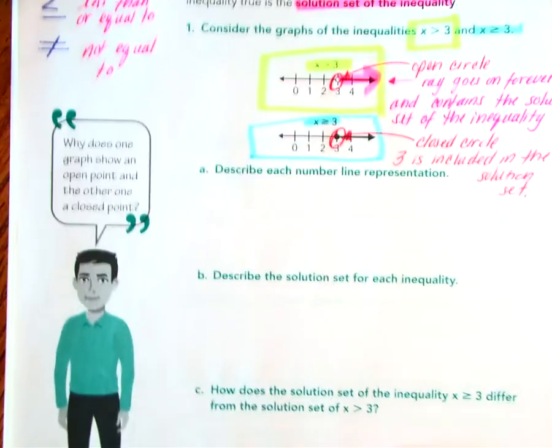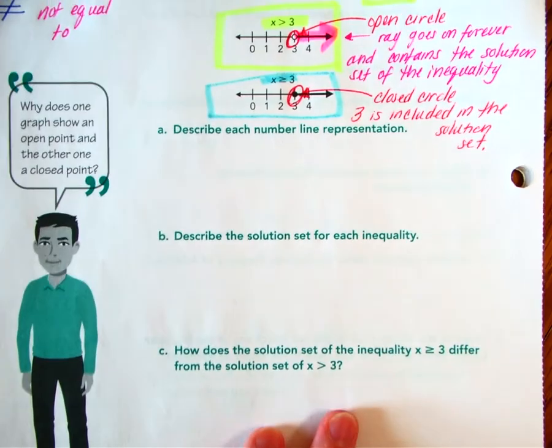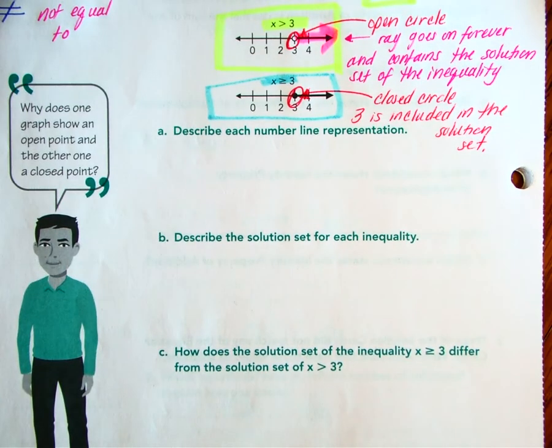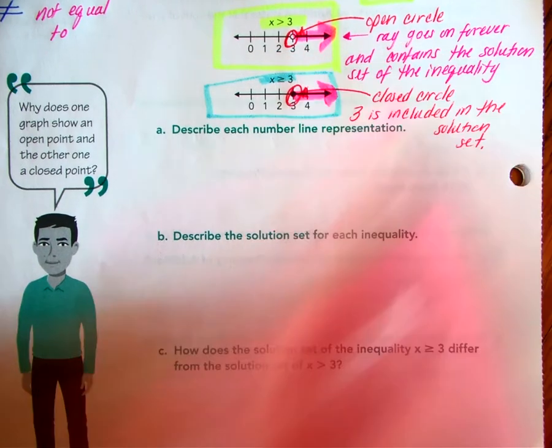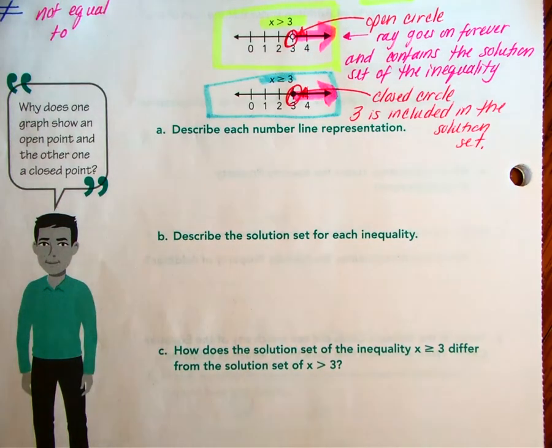Describe each number line representation. Well, I noticed right from the start that one contains an open circle and one contains a closed circle. They both contain the rays that go on forever. That's a darkened line there. But the circles play a huge role. So the graph of x greater than 3 is represented with an open circle on 3 and all the points greater than 3.